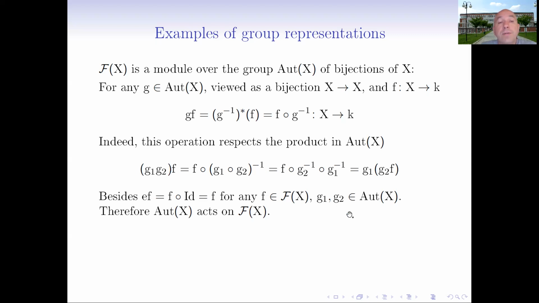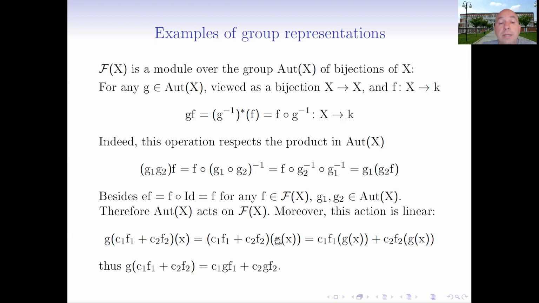So for this reason, we can say that F calligraphic of X is a module over the automorphism group of X. And it's easy to see, if we check pointwise, that this action is linear. So we should evaluate the linear combination G applied to the linear combination of functions on each X, and we'll see that this is really the linear combination. It respects the sum and the multiplication by scalars. So we obtain a representation of the automorphism group of X on functions on X.